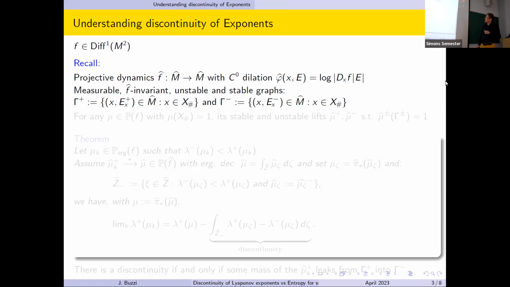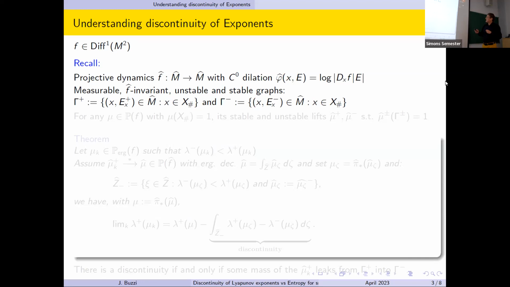Over the set of points X sharp for which you have two distinct, well-defined Lyapunov exponents, lambda plus and lambda minus, you have the Oseledets theorem. You have these two sections, E plus and E minus, that define two graphs, gamma plus and gamma minus. Since the directions E plus and E minus given by the Oseledets theorem are measurable and equivariant, their graphs are invariant measurable subsets of M hat, the projective bundle.